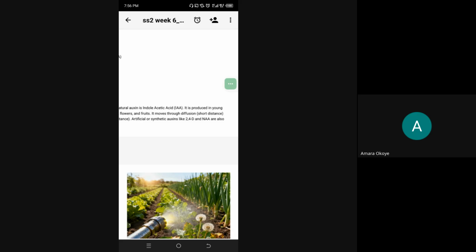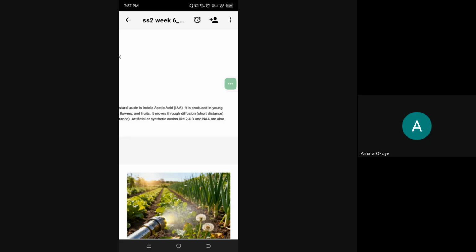The spelling of dichlorophenoxyacetic acid: D-I-C-H-L-O-R-O-P-H-E-N-O-X-Y, then acetic, A-C-E-T-I-C, then acid. So the short form, they used to call it 2,4-D.